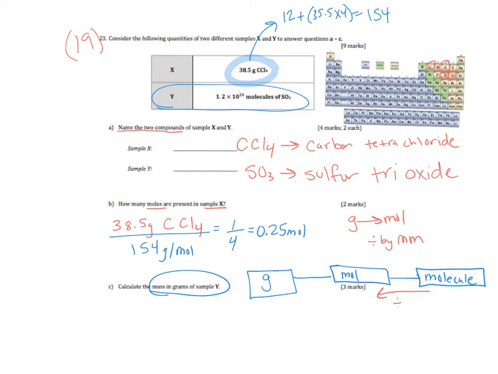You need to divide by Avogadro's number. And how to go from mole to gram? We need to multiply. I wrote divide. We need to multiply by molar mass. All right, let's start by getting the molar mass of SO3. Molar mass for SO3 is 60. Let's leave that. We're going to need it later.